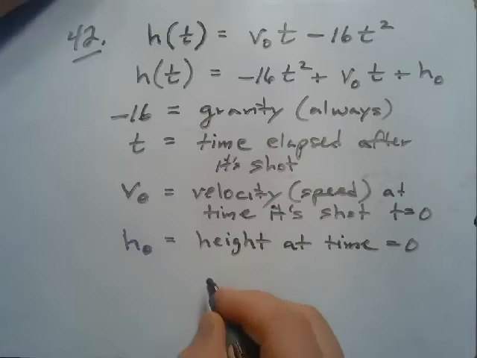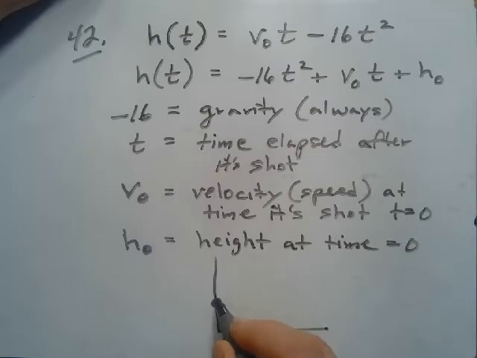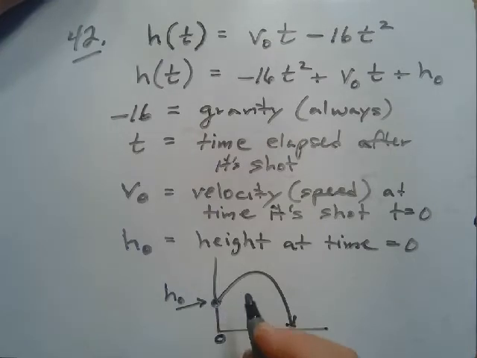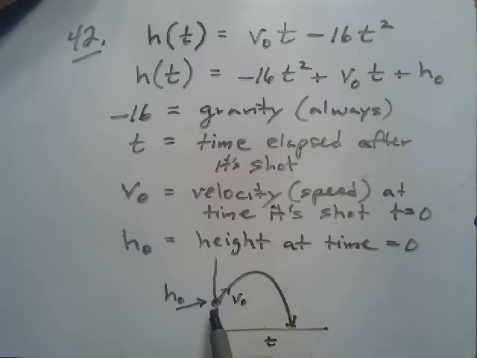As you look at this on a picture, if something's shot off into the air, boom, like this, this is going to be h sub o, the height when the time is 0. T is down here, this is time. When the time is 0, that's the height right there. And the velocity is that speed at which we shoot it off into the air. V sub o, that's speed. Now, when we shoot an object up into the air, usually we think of it as going out at an angle, but it could go straight up or down, it doesn't matter.